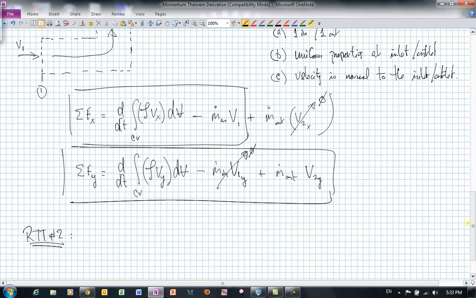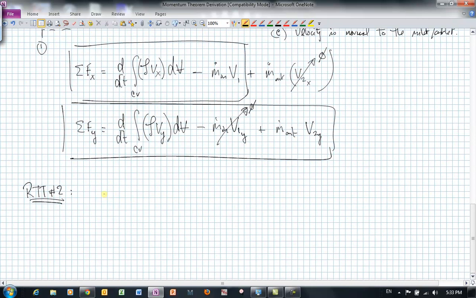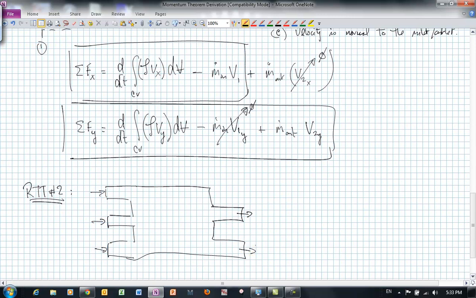In this case, we have more than one inlet, one outlet. Same thing as before. I'm just going to sum them all up. Right, this is 1, 2, 3. I'm still normal to each of the surfaces in which I'm going in. V1, V2, V3, V4, V5, and I will have the rate of change of momentum.